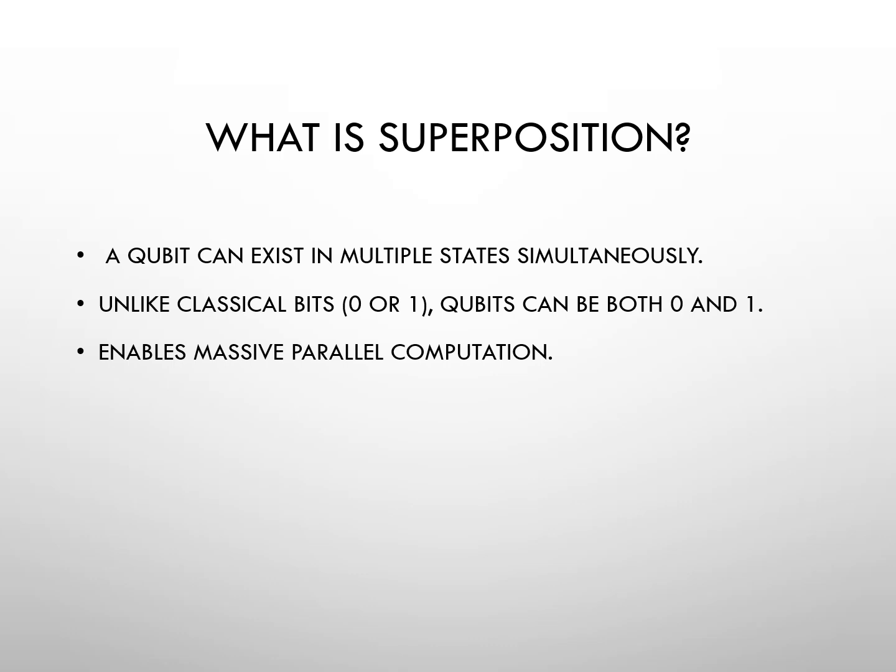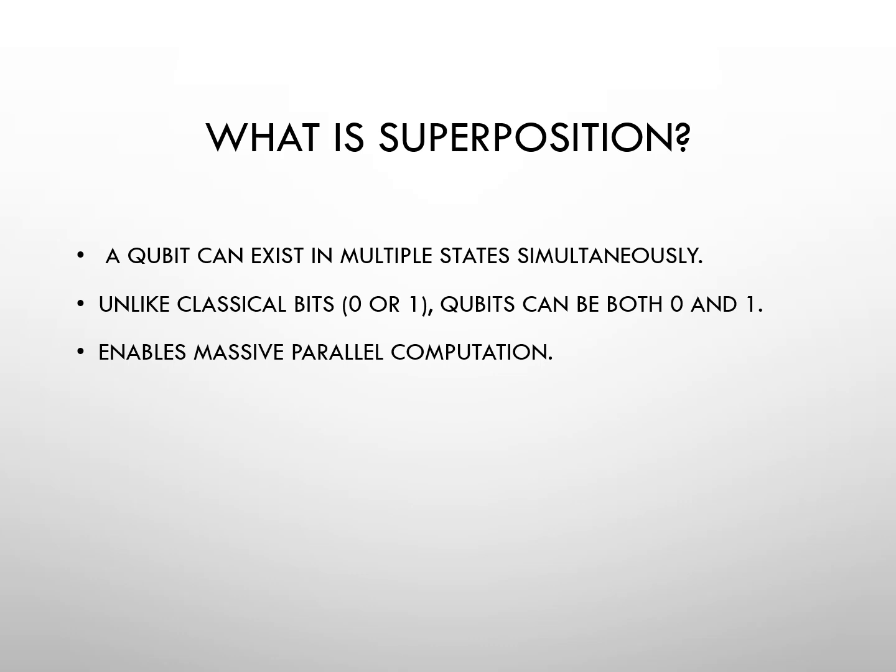In classical computing, as we discussed in the previous slide in the introduction, a bit must be either 0 or 1, but not both at the same time. Whereas quantum computing processes the data in terms of qubits. So here a qubit can exist in multiple states simultaneously, as mentioned earlier. Because of this property, it can process massive parallel computation. So let us understand superposition step by step.